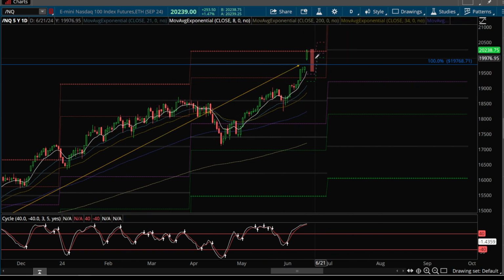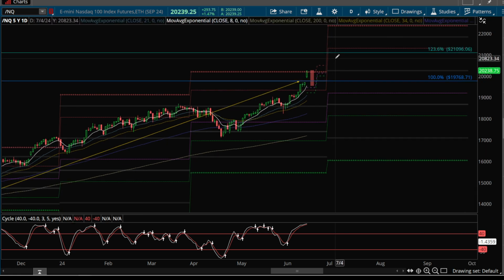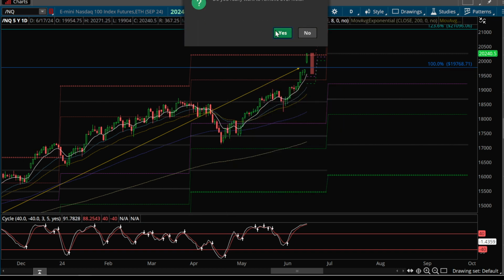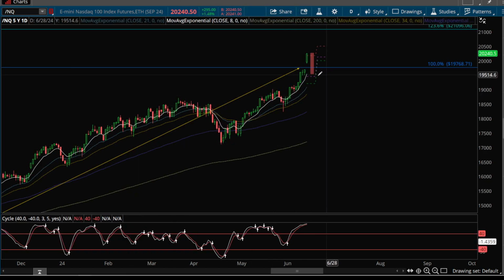So you're sitting right in between your 100 and your 123.6. You're at your quarterly R2, and wouldn't shock me to just get an all out reversal, come fill this gap. All right. So at some point this week. So that is that. I'll get these pivots off now just to clean the chart up.